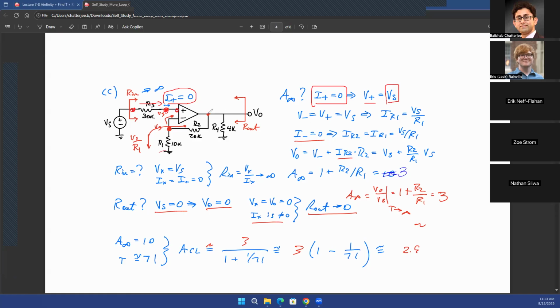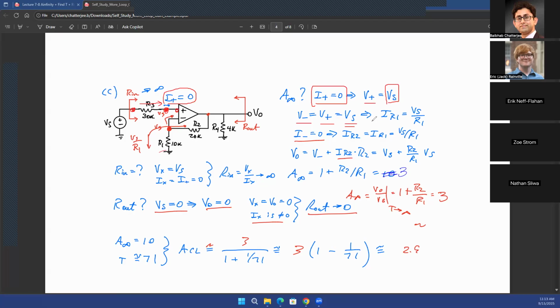Now, again, this is a negative feedback. Your output is getting fed back at the negative terminal of the op-amp. So your V minus is going to be V plus according to the virtual ground property. And you already know V plus is equal to Vs. Right? So your V minus is also going to be Vs. Okay?